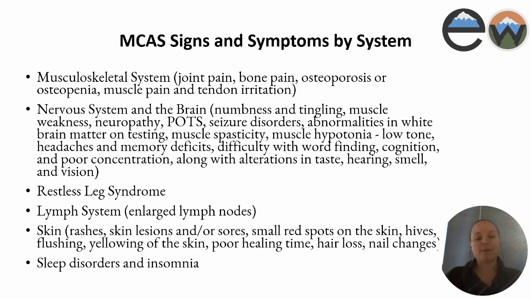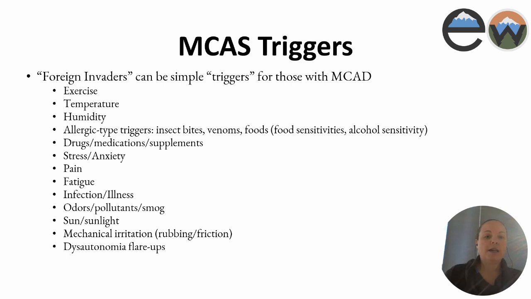The lymph system. Of course, if we have abnormal mast cell reactions, abnormal immune system reactions, then we might have abnormal lymph movement as well. The skin: there is lots of mast cell activity that can happen at the skin, like flushing and hives and lesions and things like that. That can either be local to a small area, or it can be global in larger parts of the body. And then sleep disorders and insomnia are also reported.